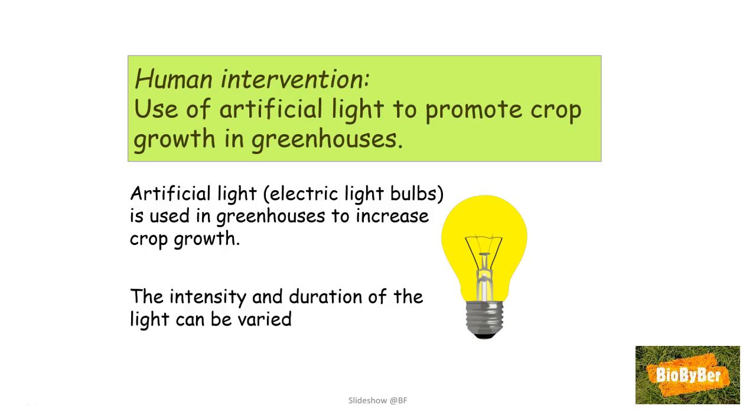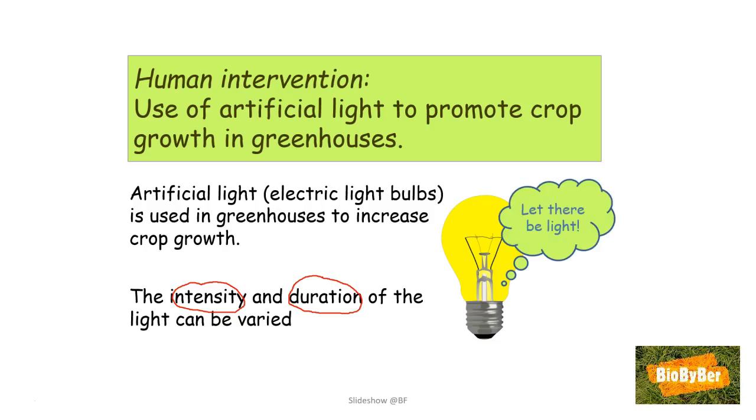Now, a thing to keep in mind here is the intensity of the light. That's related to the brightness of the light, and the duration, how long it's on for. We could leave this light on for 24/7 and hence we can increase the growth of crops.